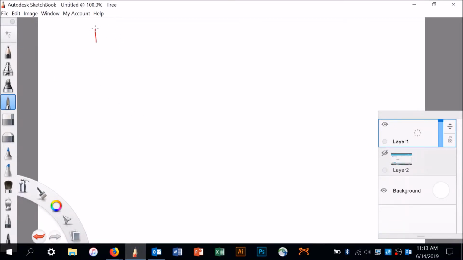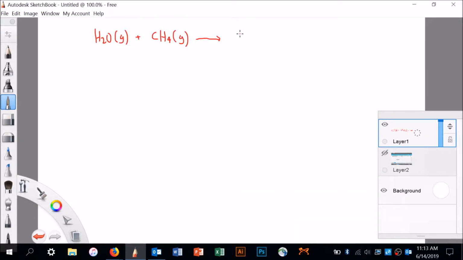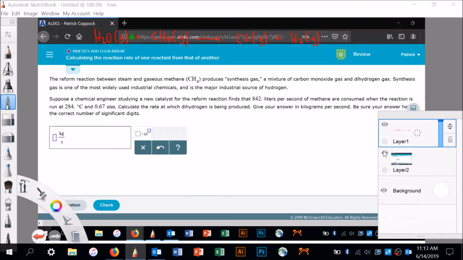Steam looks like this, right? Plus gaseous methane, which looks like that, produces, and what was it? Produces synthesis gas, a mixture of carbon monoxide gas and dihydrogen gas, CO and H2. Let's go back over here. It was carbon monoxide gas and hydrogen gas, which Alex is being really easy on us by reminding us it's dihydrogen. Okay, make sure I got that right.